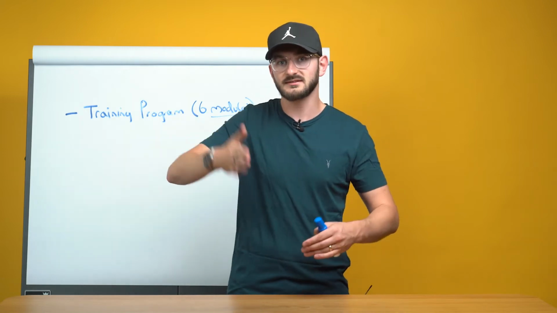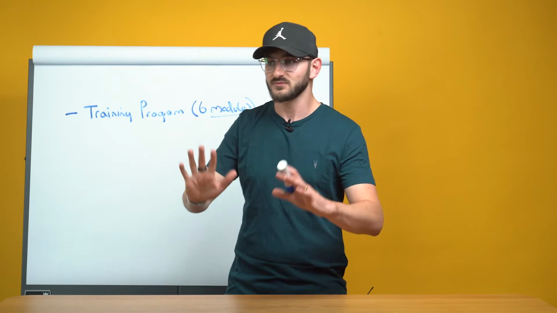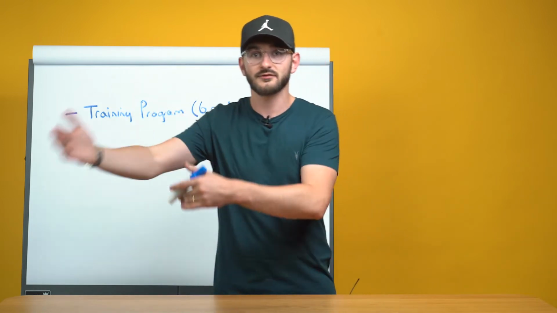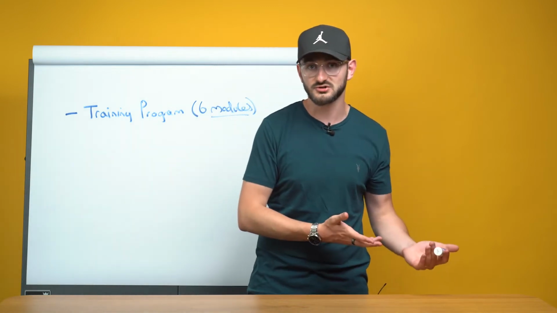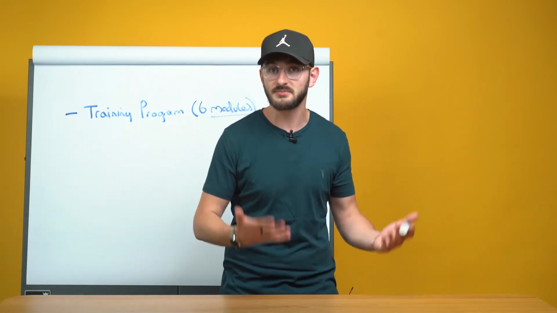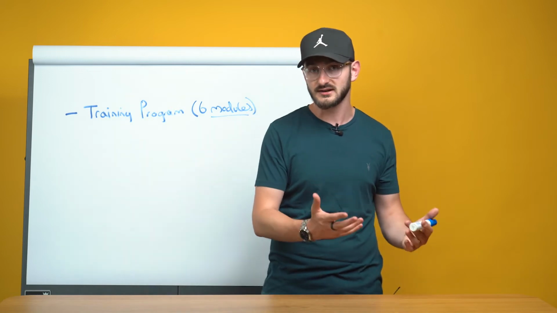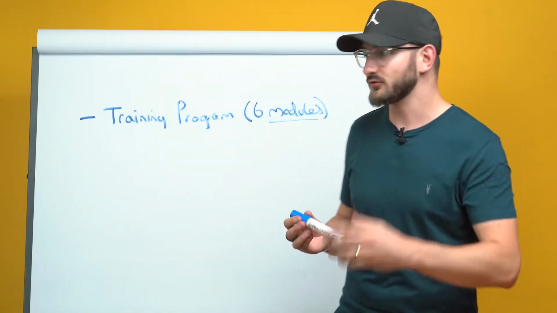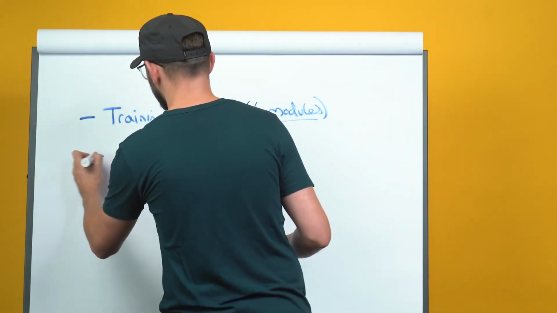If you start to creep into 7, 8, 9, 10 modules, your training seems too big, it seems too daunting, and you'll find that some of your customers won't ever even go through it. If you have 2 modules of training, it doesn't feel big enough. It doesn't sound like there's enough training. So breaking it up into 6 modules works really well. And there are really 3 other things that you want to have to accompany this.